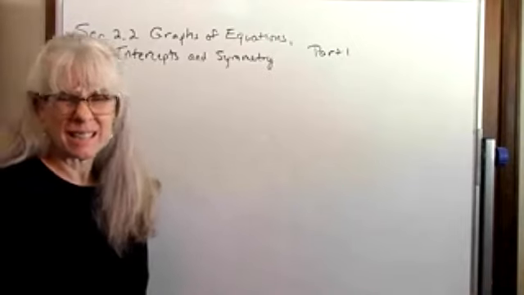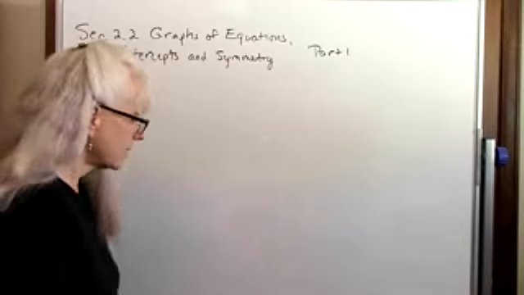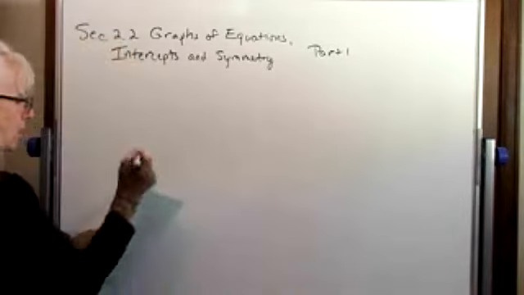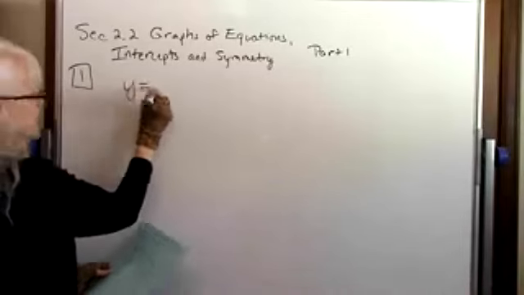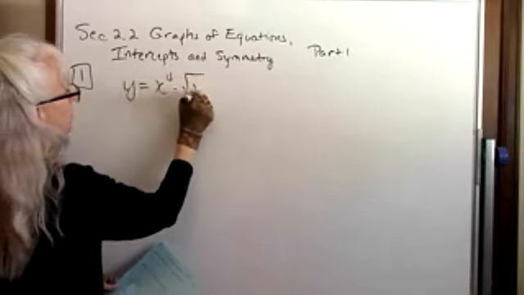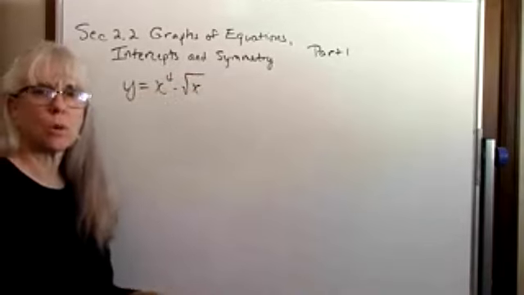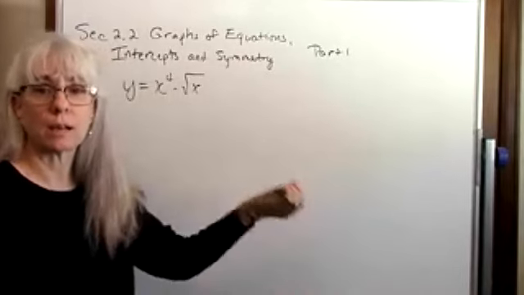That means that in example one, I'm struggling with the marker cap again. In example one, we want to determine which of the given points are on the graph of the equation. So the equation they've given us is y equals x to the fourth minus the square root of x. So again, if I were to graph this equation, I would end up with all the points that satisfy this in terms of both x and y.